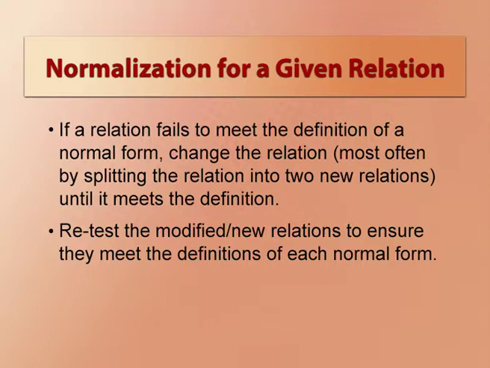So for each and every normal form there is a fixed definition, and after splitting the relation, you verify whether it is satisfying or not. Then retest the modified new relations to ensure they meet the definitions of each normal form. If everything is done, then you can call that particular relation the final relation and take it as final. Otherwise, once again you have to follow the iterative way by skipping to the next step.